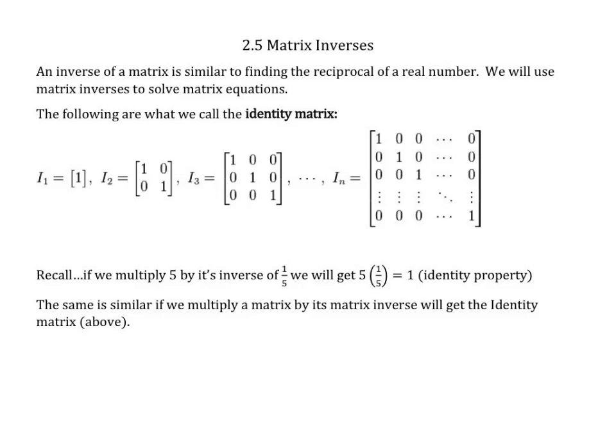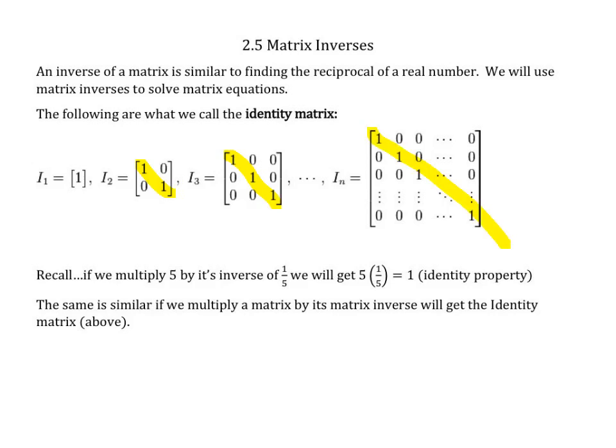Section 2.5, Matrix Inverses. An inverse of a matrix is similar to finding the reciprocal of a real number. We're going to use matrix inverses to solve matrix equations. So the following is what we call the identity matrix. Notice that the diagonals are all ones and everything else is zeros.